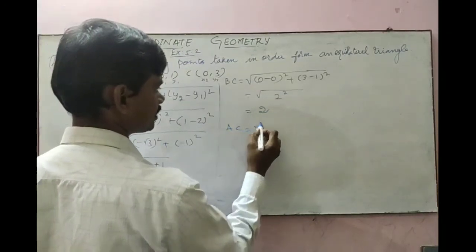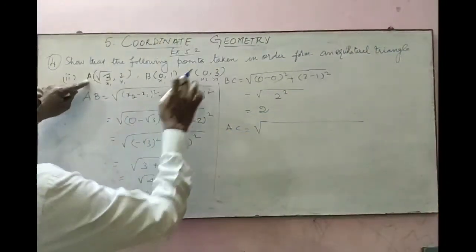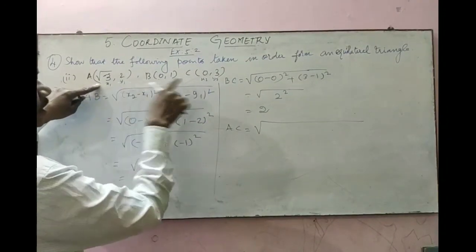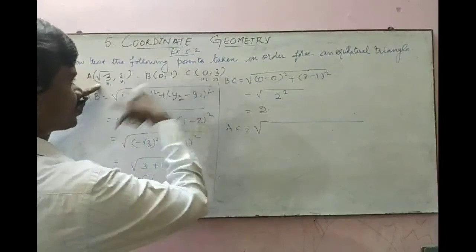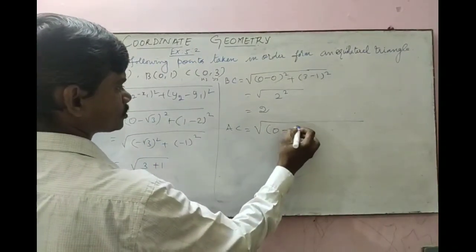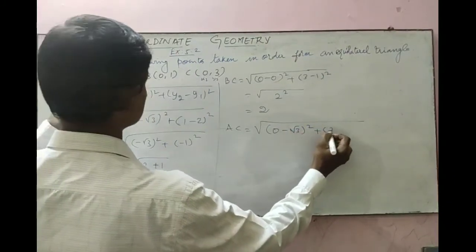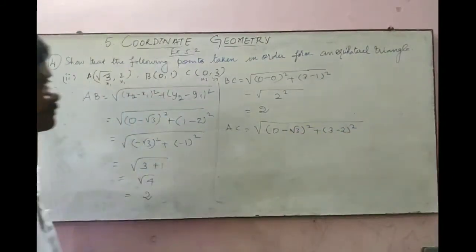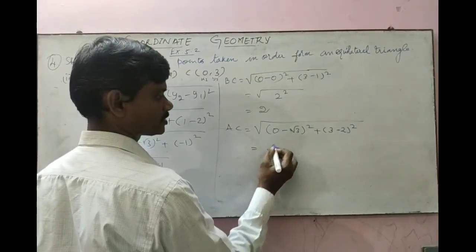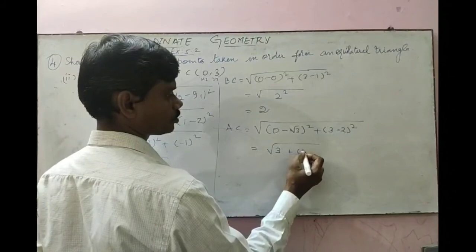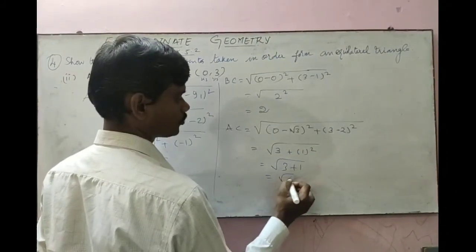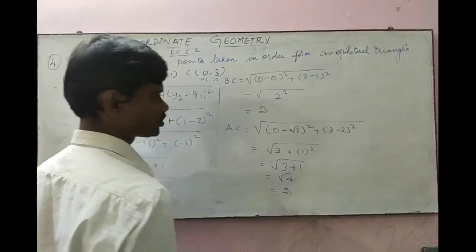Next I am going to find the distance between the points A and C. Now I am going to take the point A as x1, y1, point C as x2, y2. Again substituting the same formula, 0 minus root 3 whole square plus 3 minus 2 whole square. Minus root 3 square becomes 3. 3 minus 2, 1 square, that is 1. 3 plus 1 gives root 4. Root 4 means the answer is 2.